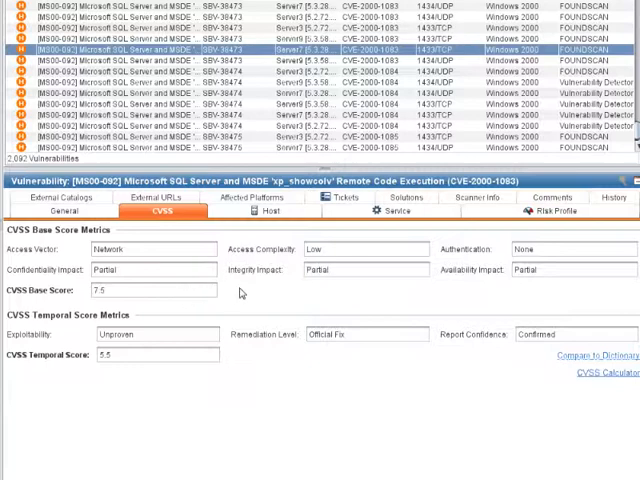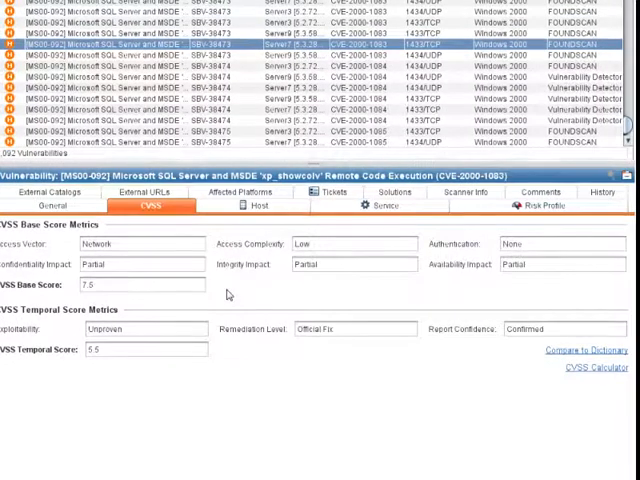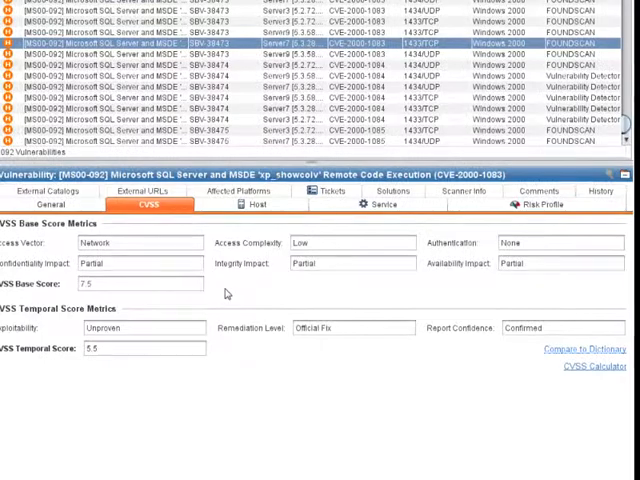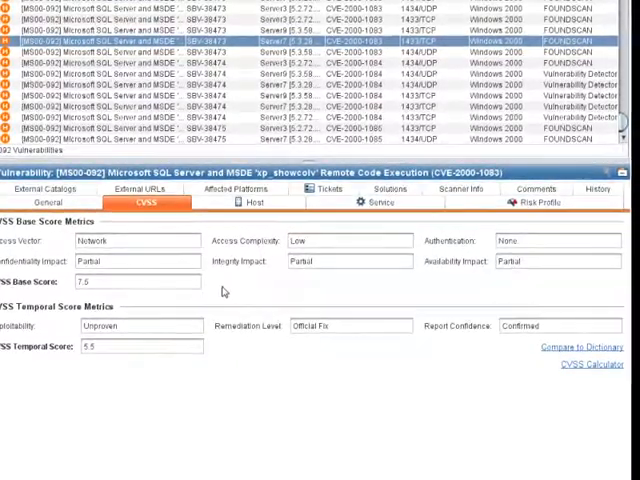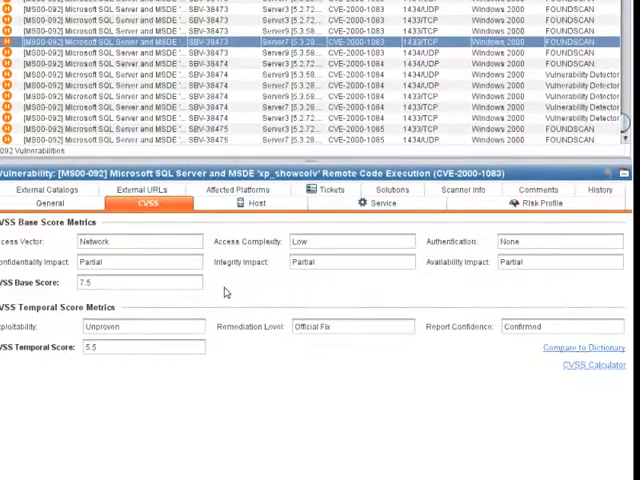One of the most important aspects of our content dictionary is the CBSS data. We look at a vulnerability from the perspective of what would happen if this vulnerability were exploited. We look at that from three different perspectives: availability impact, integrity impact, and confidentiality impact. We also give the vulnerability a CBSS base score. This data is crucial in determining how much risk a vulnerability is imposing on the network.